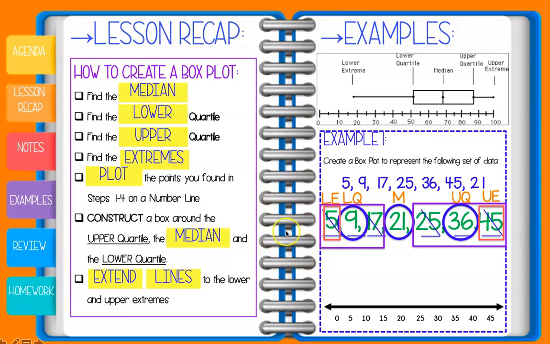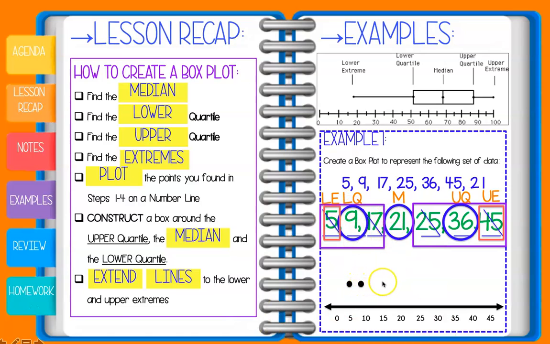Okay, so plotting our numbers, the first one we're going to plot is our lower extreme, which is a 5. So I'm going to go to my number line. I'm going to go above it because we're drawing the box, so it's got to be above. And I'm going to put my dot at a 5. That represents my lower extreme. Then my lower quartile is a 9. So I'm going to go almost to 10, not quite, put my dot for a 9, and that represents my lower quartile. My median is a 21.